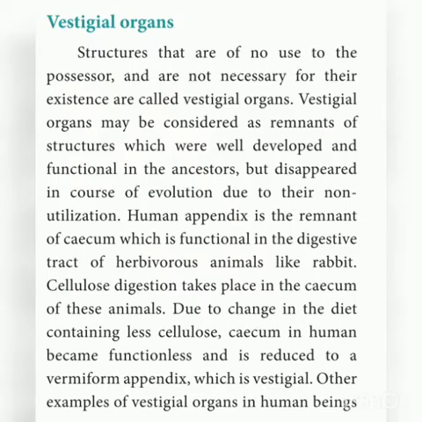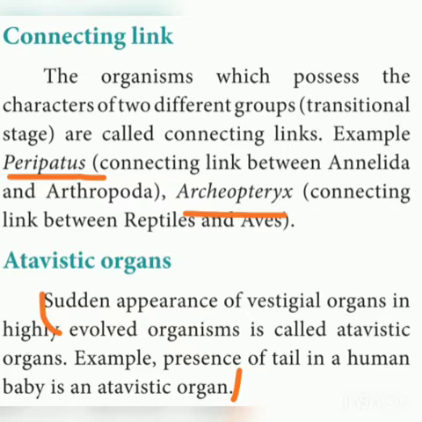Vestigial means an organ which is of no use, and a connecting link is a link between two groups. Examples are very important. The connecting link between Annelida and Arthropoda: the answer is Peripatus. And the connecting link between reptiles and aves is Archaeopteryx. You have to learn the spellings. And what is meant by atavistic organ? The sudden appearance of vestigial organs in highly evolved organisms is called atavistic organs.